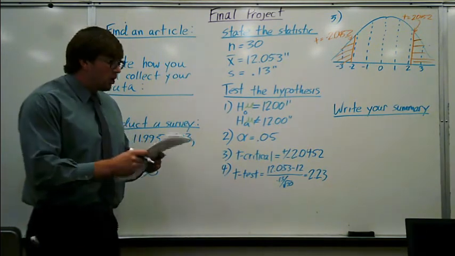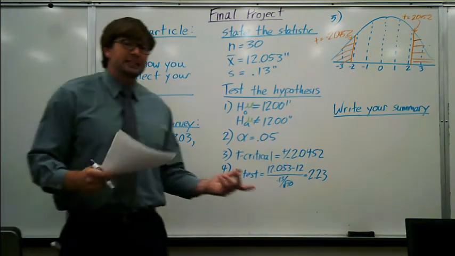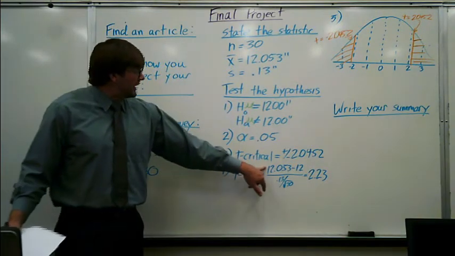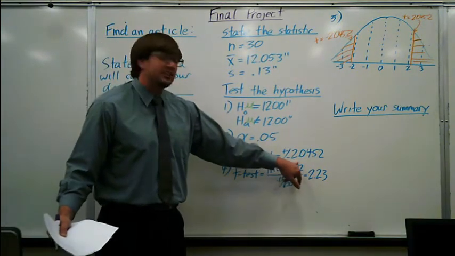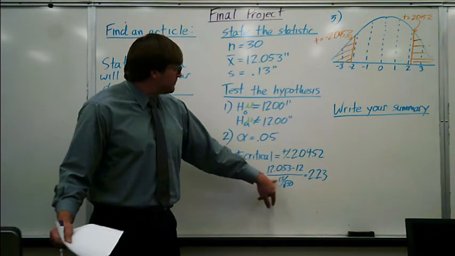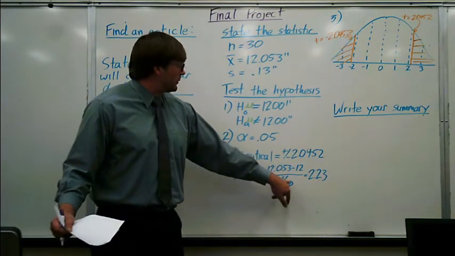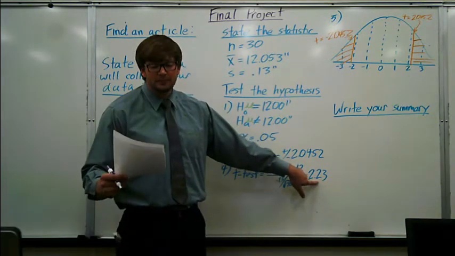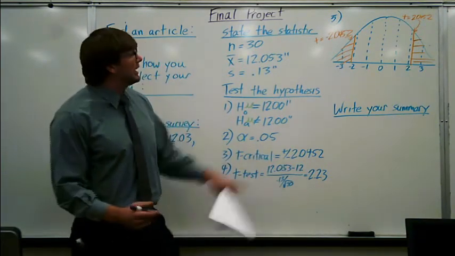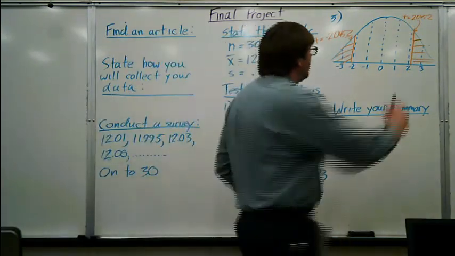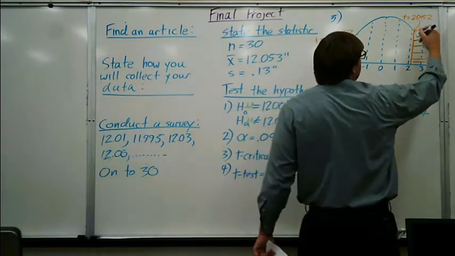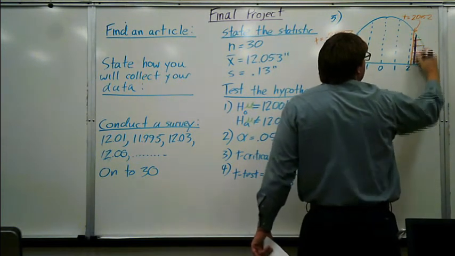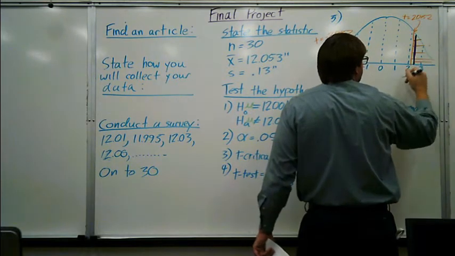Step number 4, we just want to calculate, well, in this case, it's going to be a t-value of our test statistic. Real straightforward. Our sample mean, subtract out our hypothesized population mean, divided by the sample standard deviation over the square root of the sample size, and we get a test statistic of 2.23. So let's go ahead and plot that over on our graph right here. 2.23 is going to be a little bit to the right of our critical value.